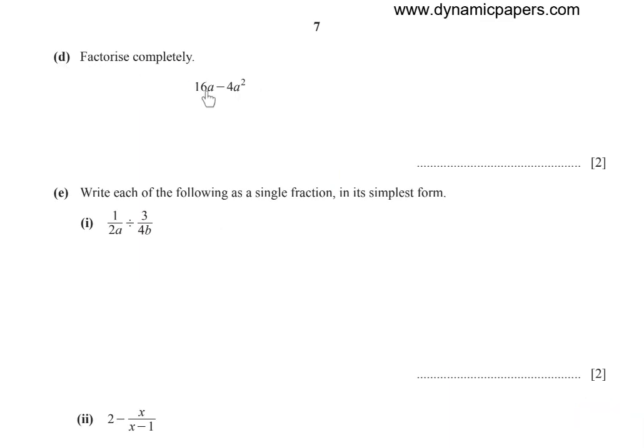D, factorize 16a minus 4a squared. The first step to factorize is the common factor. 16 and 4, a and a squared. So the common factor is 4a. Now bracket: 4a times what equals 16a? So times 4. Minus 4a times what equals 4a squared? Times a. So 4a into 4 minus a.